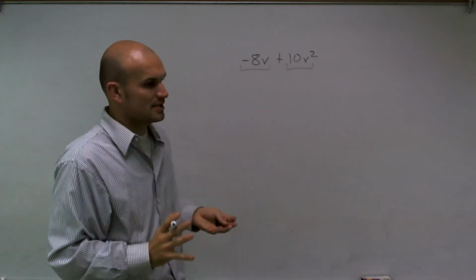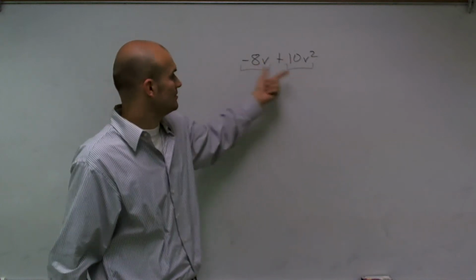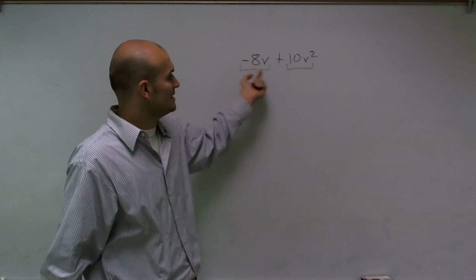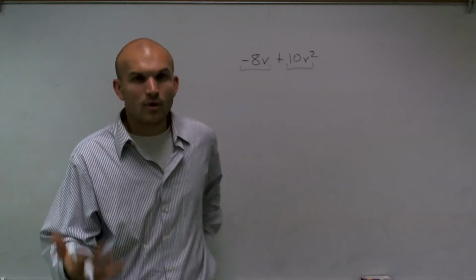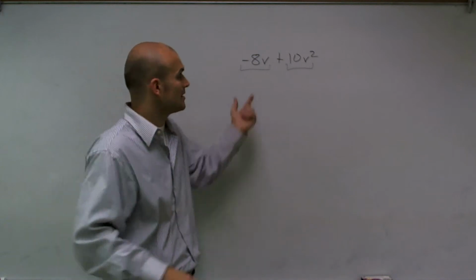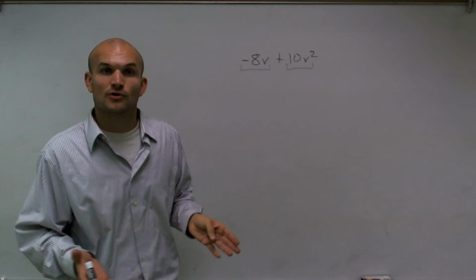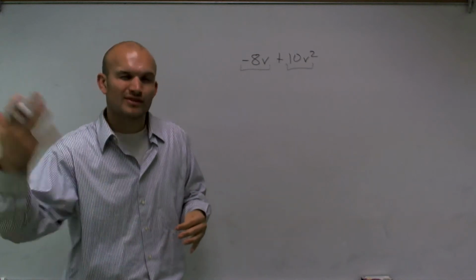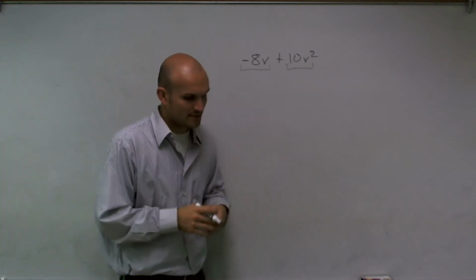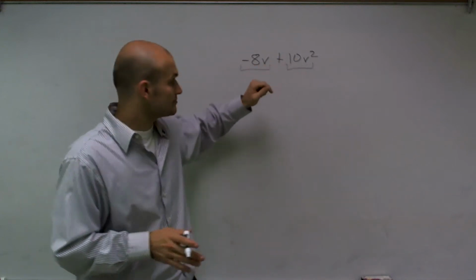So the first thing I always like to look at is the numbers, and say, all right, out of these numbers, what do they share? Well, a negative 8 and a 10, what numbers do those share? What numbers evenly divide into both of them? Now, they're both even, so we know that 2 is definitely going to divide into both of them. But we want to find the greatest number that goes into both of them. So the next number that I know goes into them is 4.